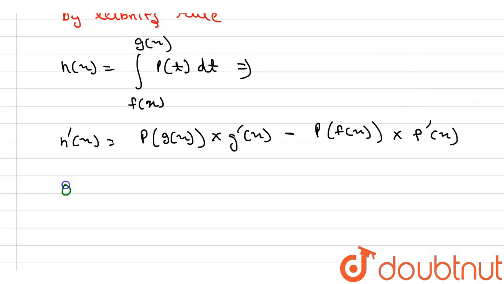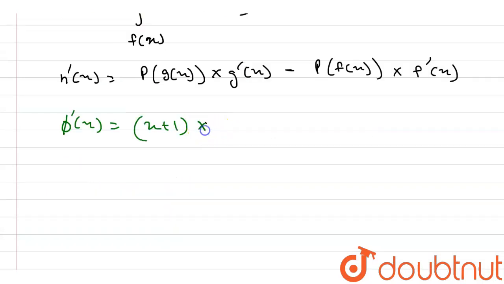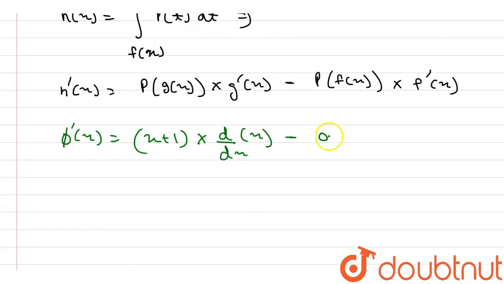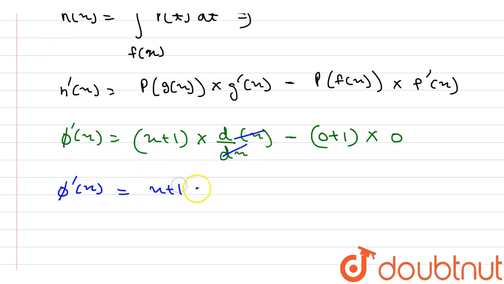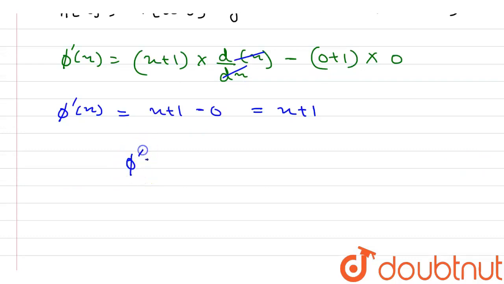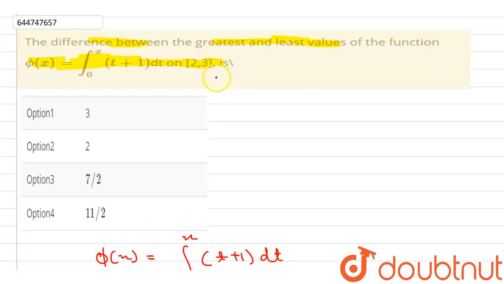So from here we can say that phi dash x equals x+1, and then we differentiate x, basically d by dx of x. Here we put the value 0+1, and now we differentiate the 0, which also becomes 0. So phi dash x equals x+1 minus 0, which equals x+1, for all x belonging to 2 to 3. Basically in the question it says that our x belongs to 2 to 3.